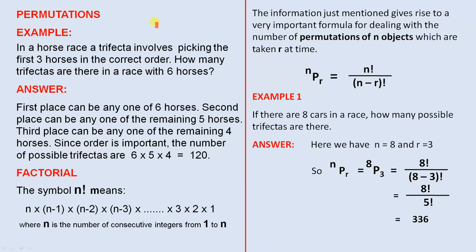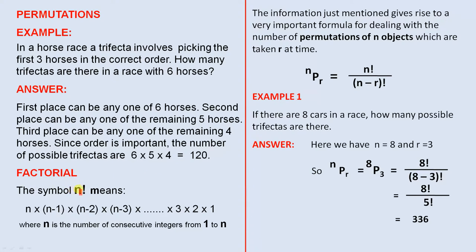Permutations. In a horse race, a trifecta involves picking the first 3 horses in the correct order. How many trifectas are there in a race with 6 horses? Answer. First place can be any one of 6 horses. When the first place has been decided, second place can be any one of the remaining 5. When first and second have been decided, third place can be any one of the remaining 4 horses. Since order is important, the number of possible trifectas is 6 by 5 by 4 equals 120.